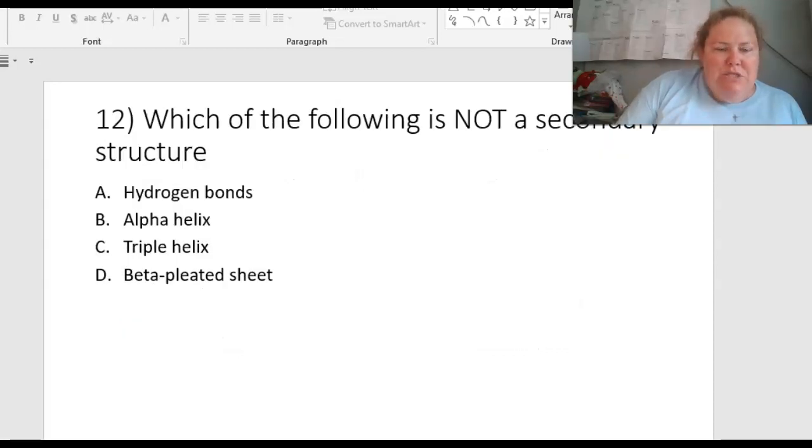Right. Question 13. Which of the following is not a secondary structure? It's not asking for bonds, it's asking for a structure. So remember, your secondary structure has those alpha helices, the beta pleated sheets, and it also does have triple helixes as well. And so your correct answer, which is not a secondary structure, is going to be hydrogen bonds.